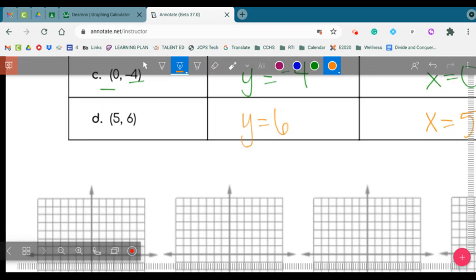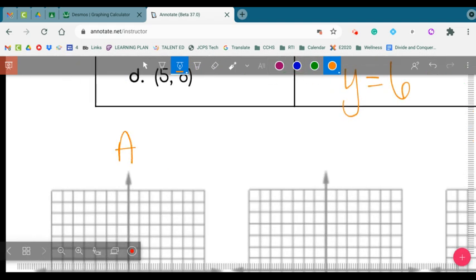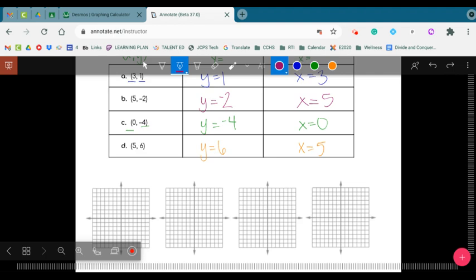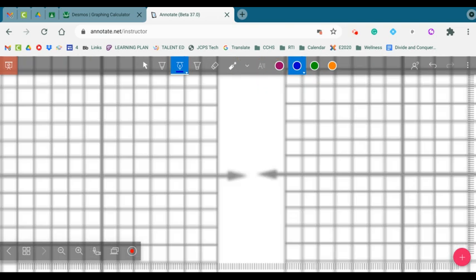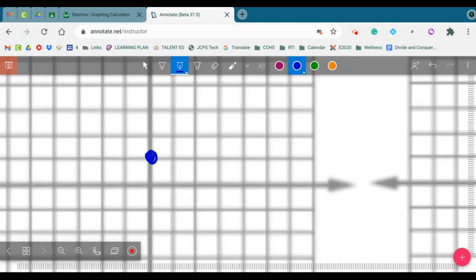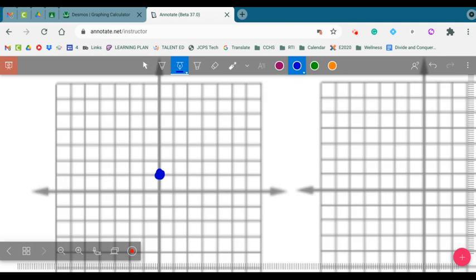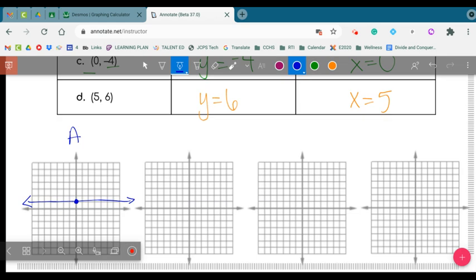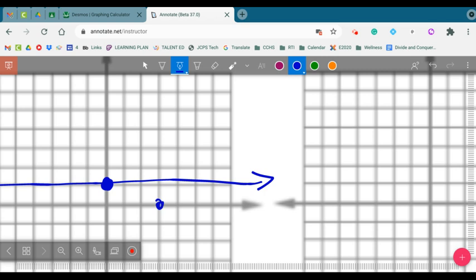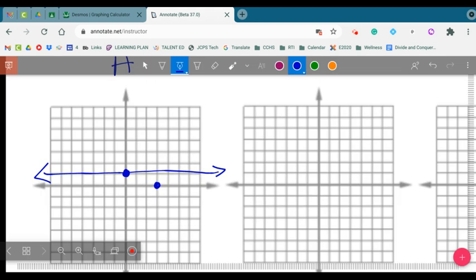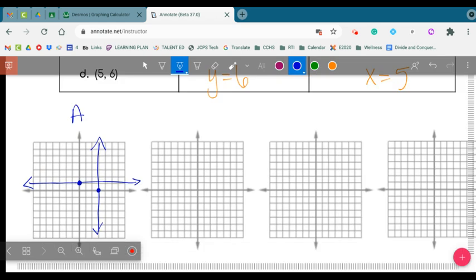Now if we were to graph this, I'm going to graph the first one. So this is A. I have y equals 1. That would mean I would plot 1 on my y-axis, and then I would draw a horizontal line. And then the second one was x equals 3. So I would plot 3 on my x-axis. That's my x-axis. And I would draw a vertical line. So that's what I mean by each of these represents 2 lines.